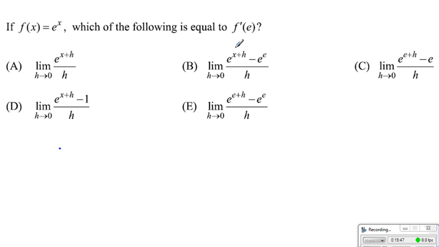Now, what is the definition of f prime of e? We're going to be looking for difference quotients. But in place of x, we have to have e embedded in it. That means the only thing that's possible is choice E.